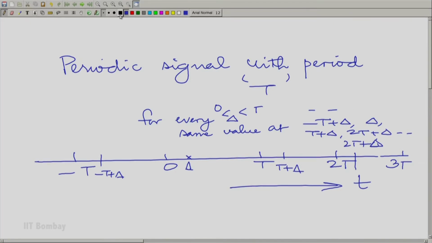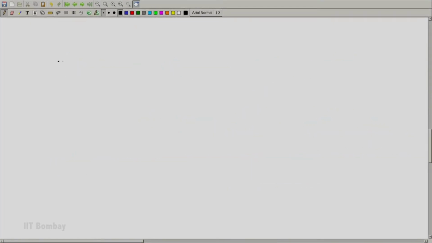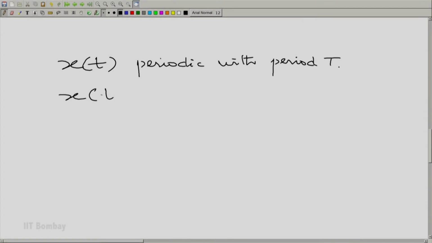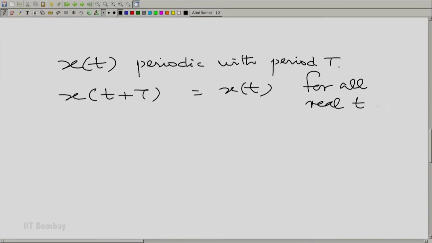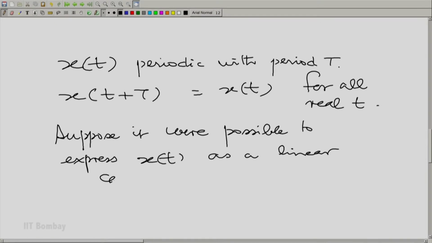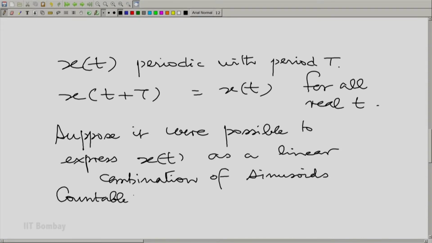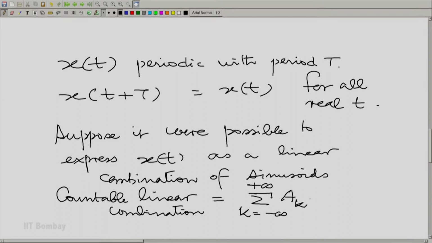Now, suppose it were possible to decompose this signal. Let that periodic signal be x of t. So x(t) is periodic with period T. That means formally x(t plus T) is equal to x(t), and this is true for all real t. And suppose it were possible to express x(t) as a linear combination of sinusoids. In other words, not a finite, but a countably infinite, countable linear combination.